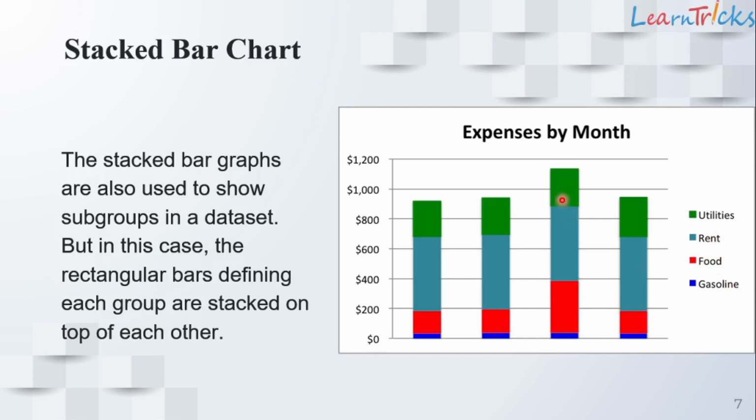For example, in the third bar, we can see the food stack has the higher height, means we can conclude that for this particular month the expenses for food were higher. That's why the total expenses were high in this particular month. So this is again an example of a stacked bar chart.